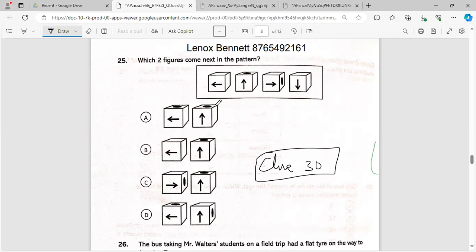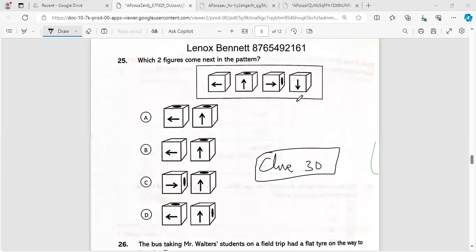So the pattern is that you go first left, then you go up, then you go sideways, which is right, and then you go down. So you will go the next side, then go up. But which is the next side? You have to be clear. Give us the option, and then we can work with the option.